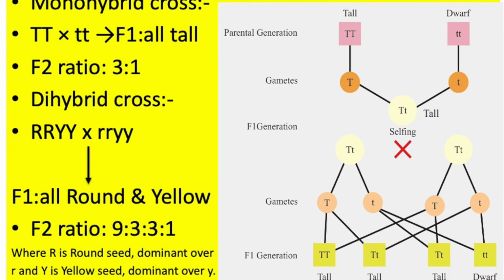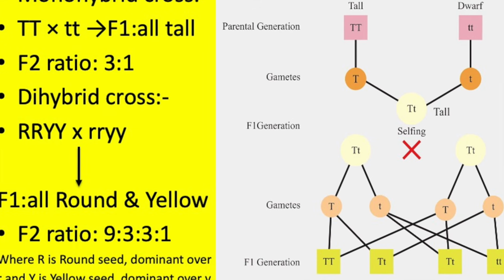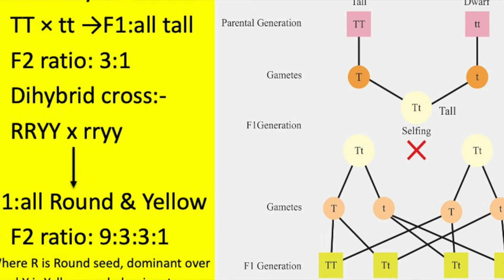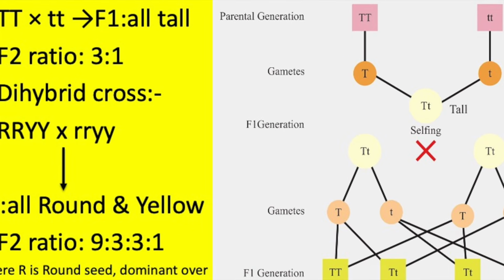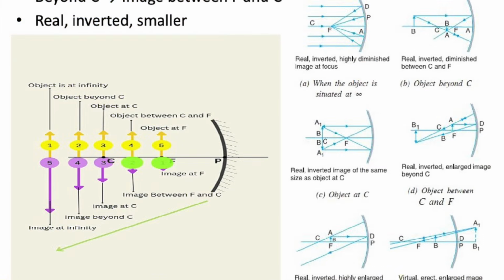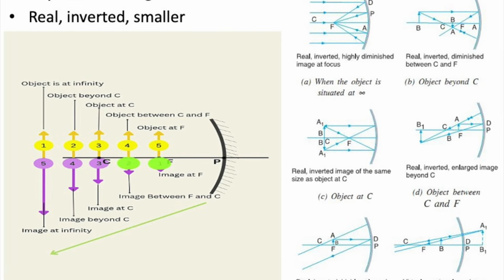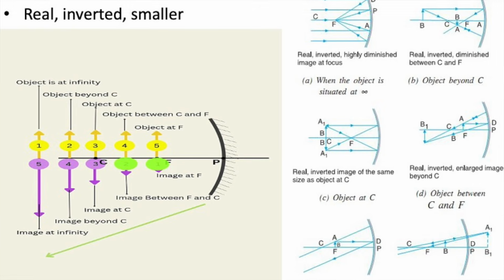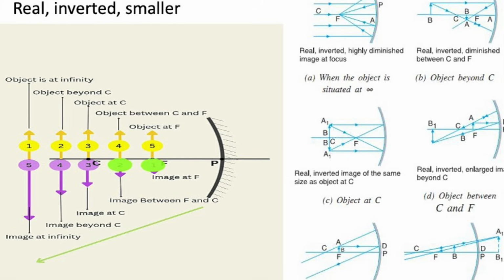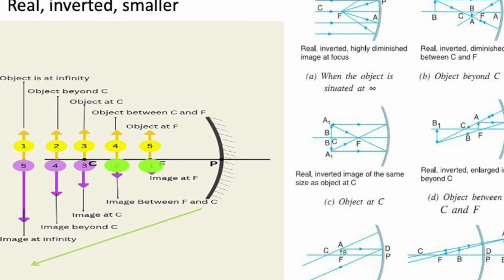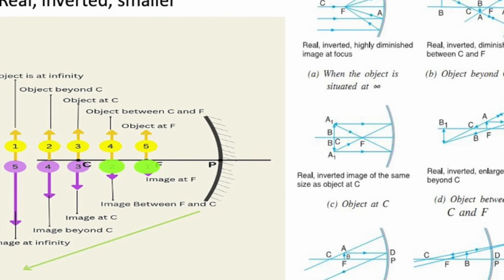Next topic is about Mendel's cross. In Mendel's monohybrid cross, the ratio is 3:1, and in dihybrid cross, the ratio is 9:3:3:1. The next important topic is image formation by concave mirror. In this, you all know 6 cases are given. Those 6 cases you have to learn by trick. You all know what the trick is. Please watch this image and remember it.